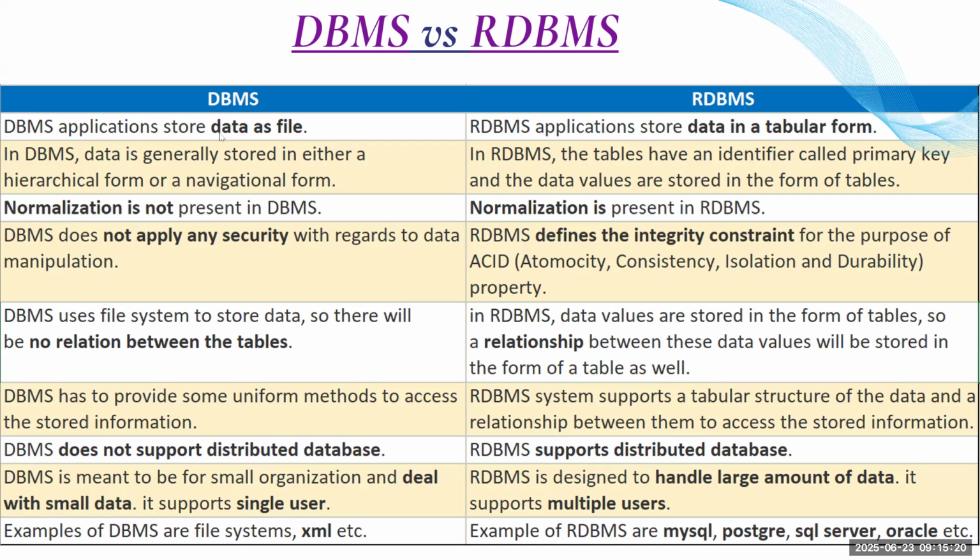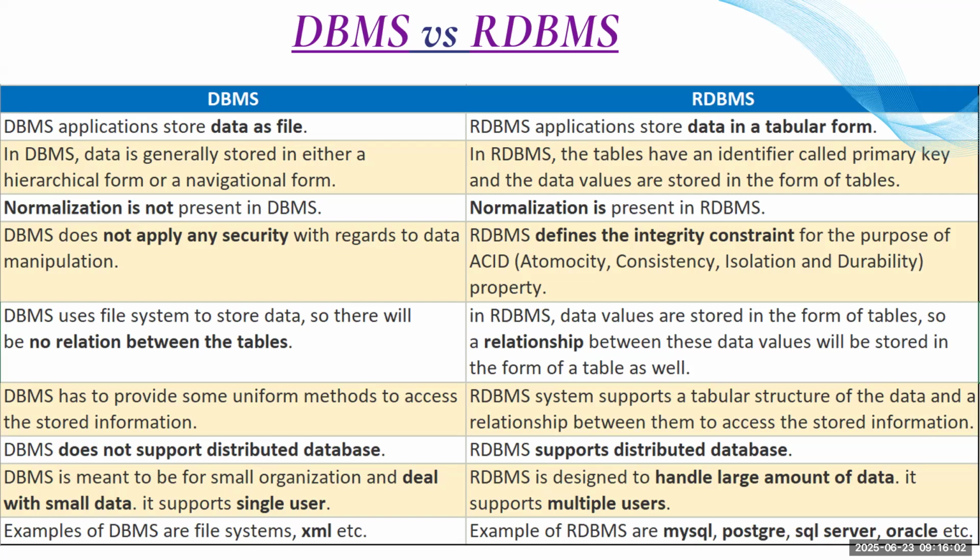The major difference is that normalization is not compatible in DBMS, while normalization is compatible in RDBMS, sir. And DBMS does not apply any security. There is no security here, but RDBMS defines integrity constraints, integrity checks. Along with it, it will also support the ACID properties: atomicity, consistency, isolation, and durability. Every RDBMS technology will support the ACID properties. What is atomicity? What is consistency? We'll talk in SQL Server internals, sir.